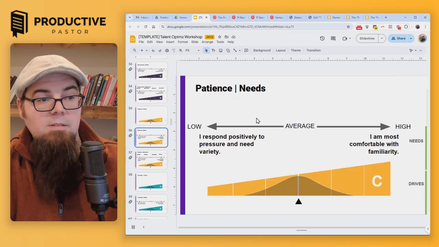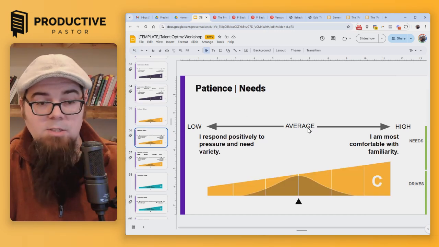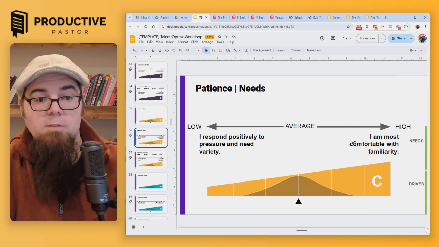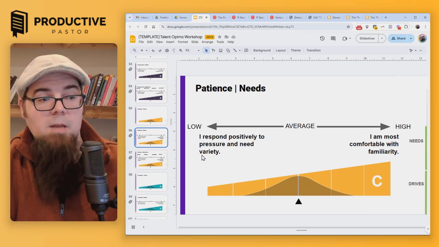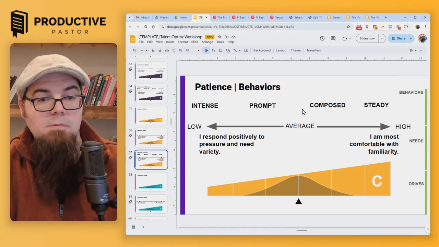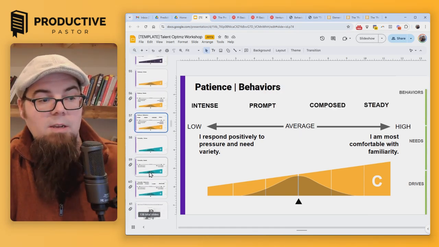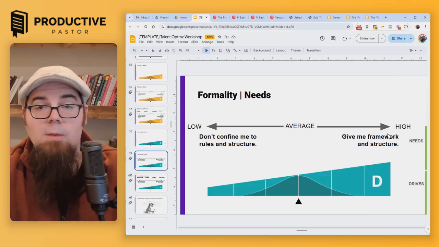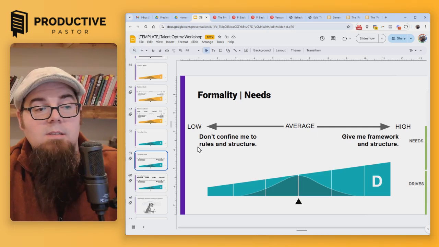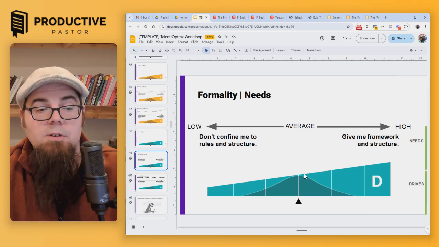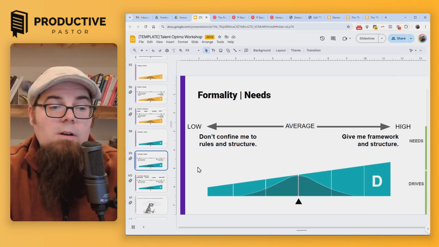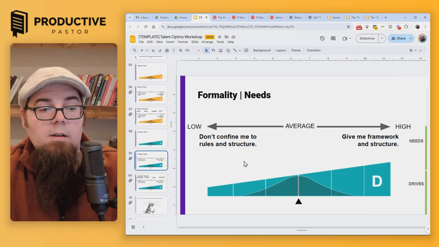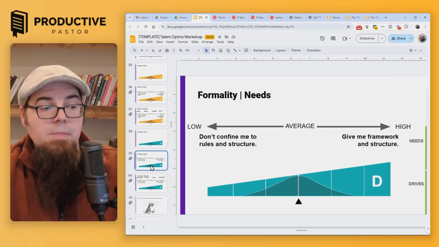We can see here this C drive, or the patience. I'm comfortable with familiarity, and I respond positively to pressure and variety. And so you get some of these behaviors out here. And then the D drive here is "give me framework and structure," or "don't confine me to rules or structure." So depending on how far you are on one way or the other.